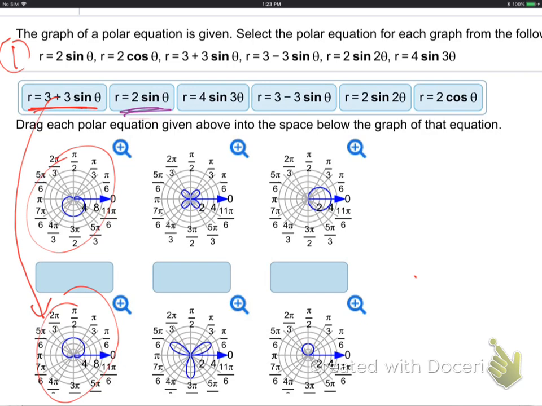So which one is it? 1, 2, 3, 4, 5, or 6? 6 is right. Are we making sense out of this so far? How we doing? Is this making good sense? Okay, number 3.